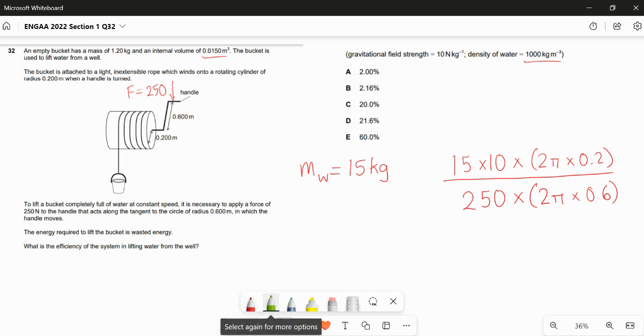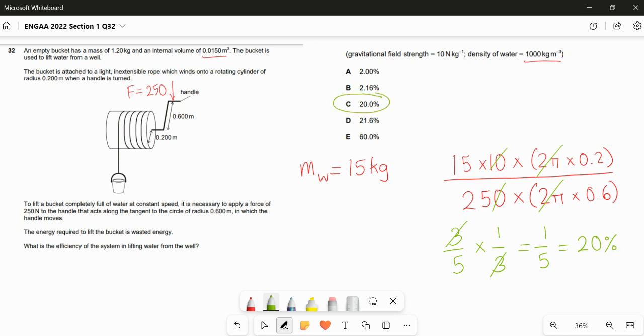We can cancel out some things here, so 2π can cancel out, and a 10. We get a 15 over 25, which is 3/5. But then we also get 0.2 over 0.6, which is 1/3. Cancel out the 3, we get 1/5, which, as you can see, is 20%. So the answer is C.